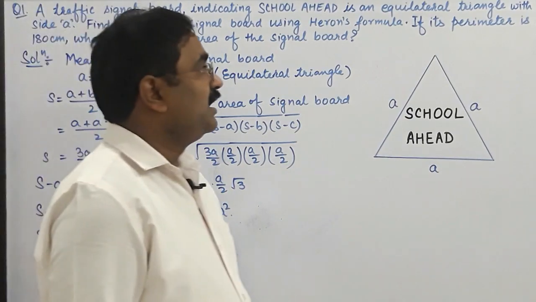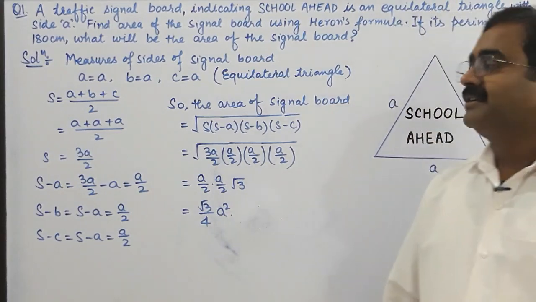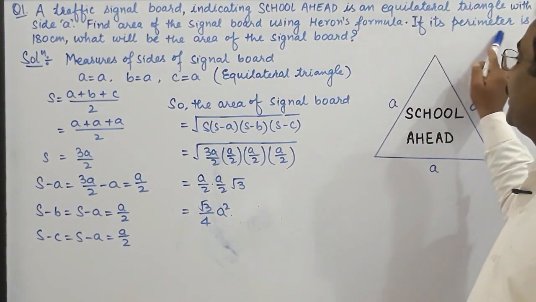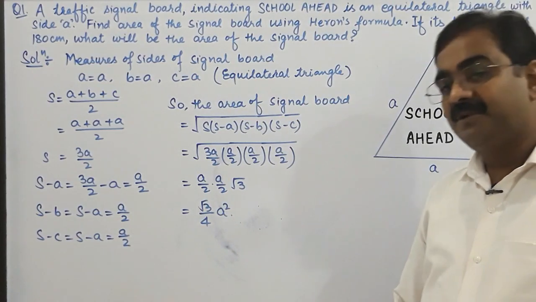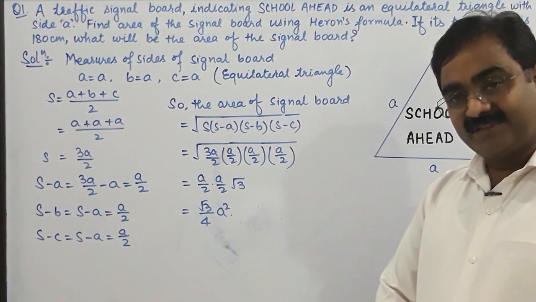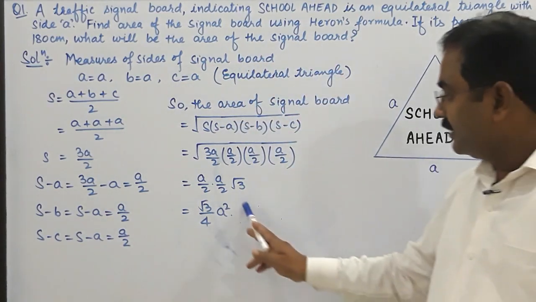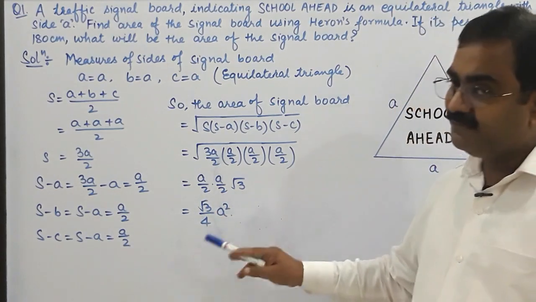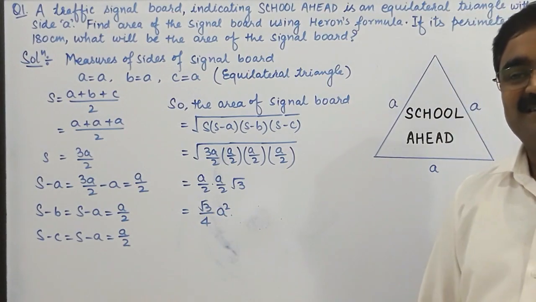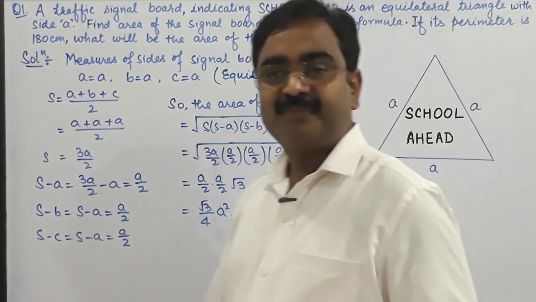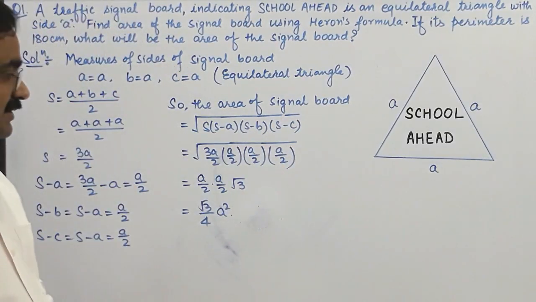चलो बच्चों, after getting the area of this signal board, this question is saying if its perimeter is 180 centimeter, इसका perimeter 180 centimeter if it is given, then what will be the area of the signal board. मीन्स अभी हमें इसका एरिया फाइंड करने के लिए यही फॉर्मूला यूज करना है, बट हमें पहले ए की वैल्यू फाइंड करनी होगी. To find the value of a, here the information is given: perimeter is 180 centimeter.